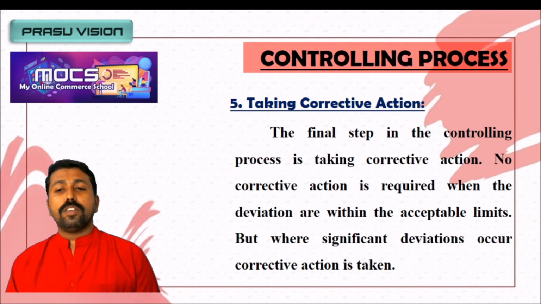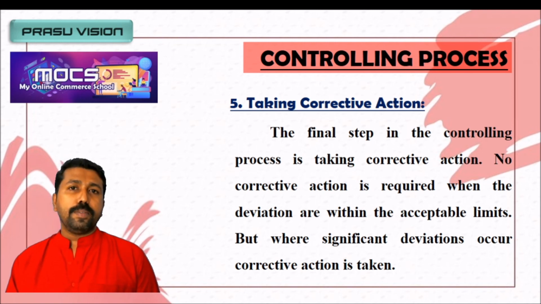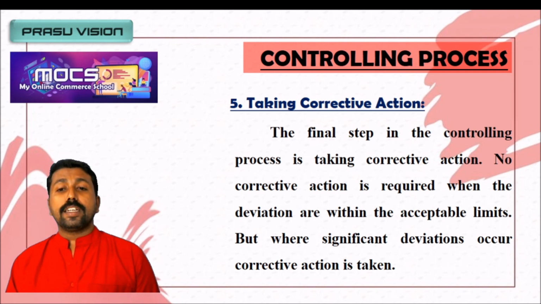No corrective action is required when the deviation is within the acceptable limits. If there is not much difference between the standard and the actual performance, no need to take more corrective measures. But where significant deviations occur, corrective actions are to be taken. Then only we can rectify the error and we can move forward for the achievement of organizational objectives.